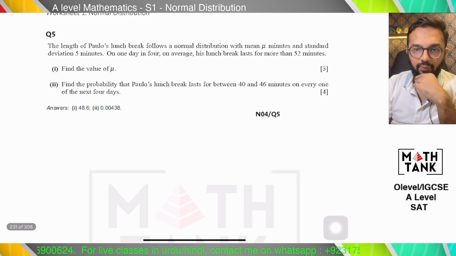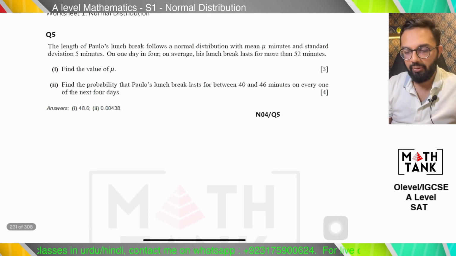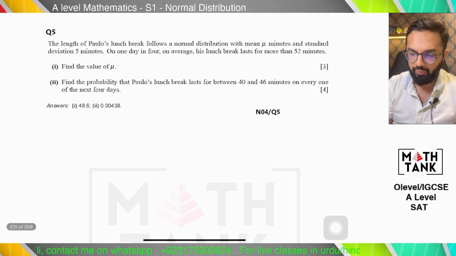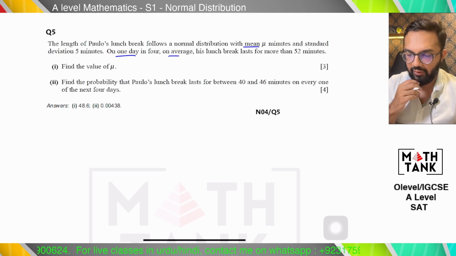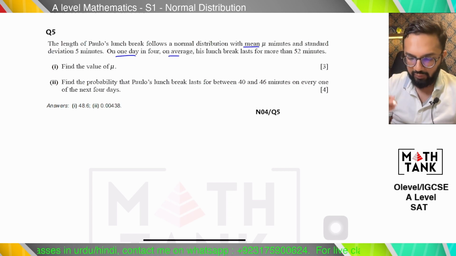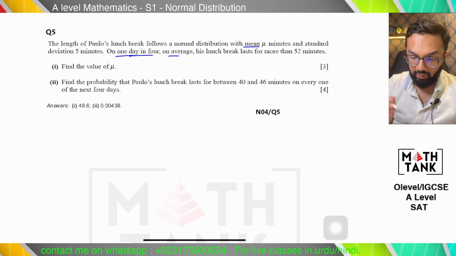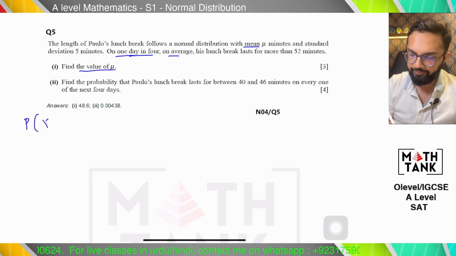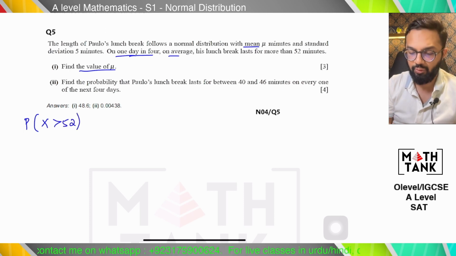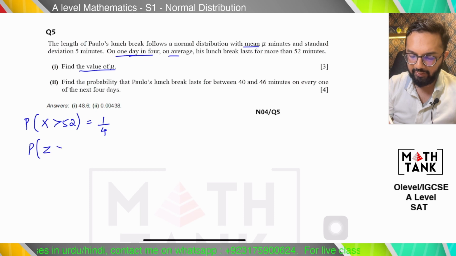Okay, let's look at question number 5. It says the length of Pavlov's lunch break follows a normal distribution with mean mu and standard deviation 5. On one day in 4, on average, his lunch break lasts for more than 52 minutes. Find the value of mu. So if the lunch break is greater than 52 minutes, the probability of that happening is 1 out of 4.